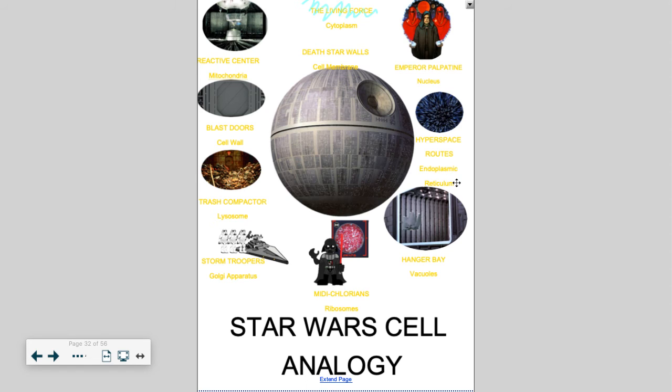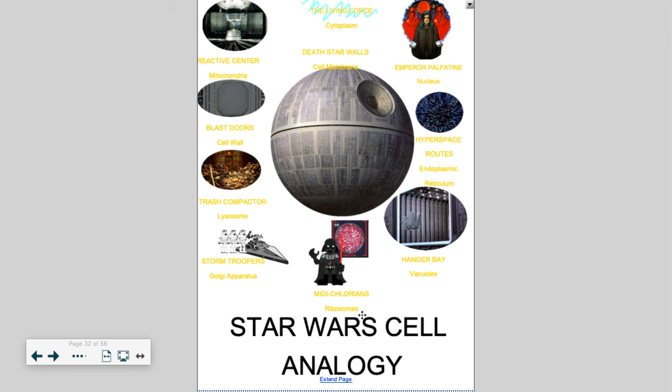The endoplasmic reticulum is kind of involved with transportation, moving vesicles, so I said hyperspace routes. The hangar bay are the vacuoles. Vacuoles store food, water, and waste. In the hangar bay, hey, it stores materials for the Death Star.